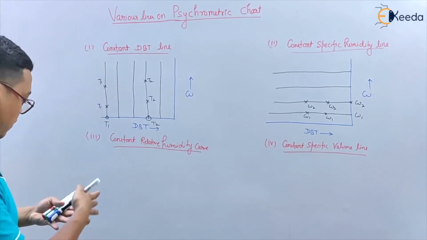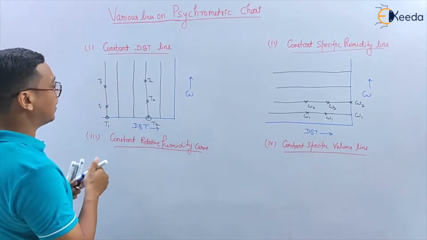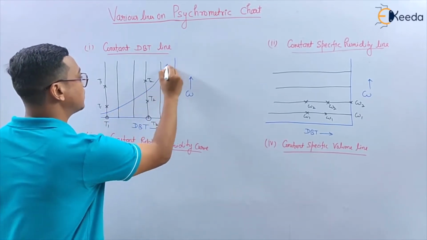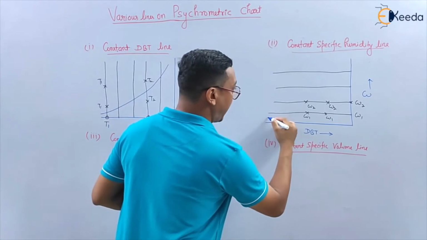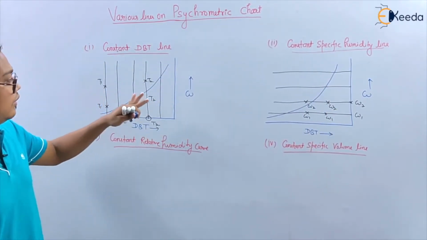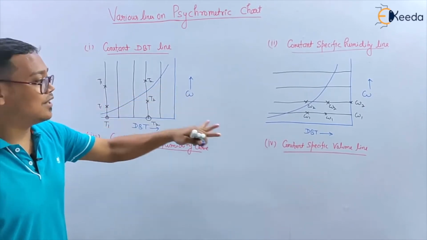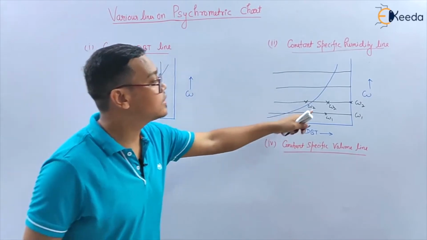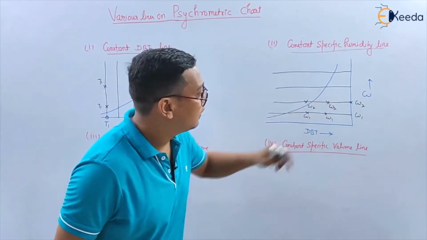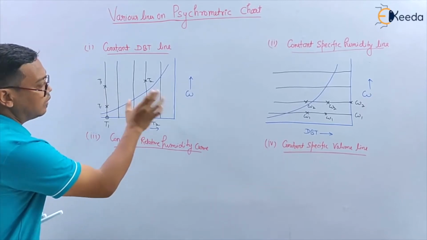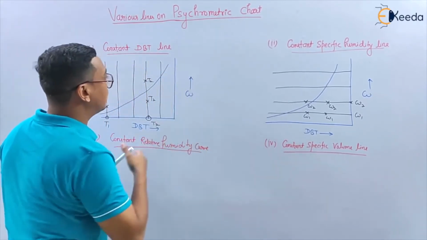Oh, sorry, I forgot to draw the saturation curve here. Suppose this one is the saturation curve, and this one is the saturation curve. Without this curve, the psychrometric chart has no meaning. You have to draw this curve also. This is the saturation curve.